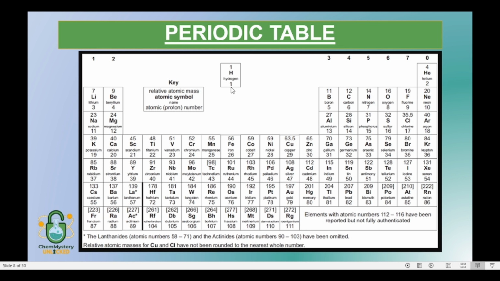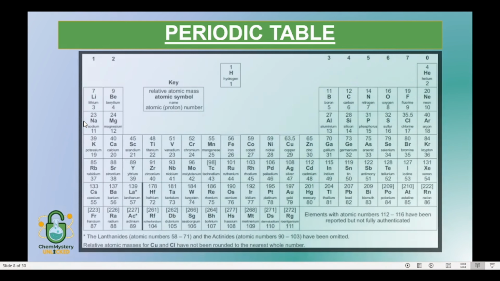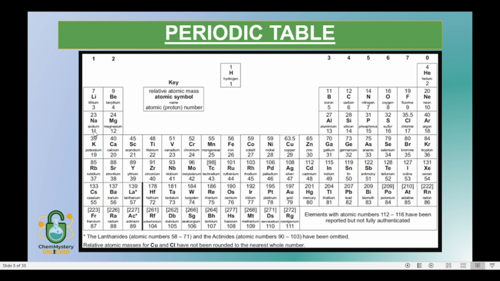As you can see, hydrogen has 1 electron and it is in period 1. So it occupies 1 shell. Now let's move on to lithium. Lithium has 3 electrons, and it is in period 2. So it occupies 2 shells: 2 electrons in the first shell and 1 electron in the second shell.